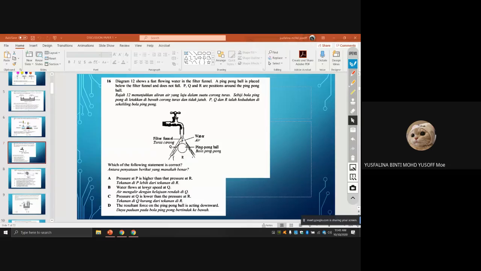Water flows at lower speed at Q. This one is wrong, because this should be the highest speed. And then for C, pressure at Q is lower than pressure at R. So the answer should be C. Okay, 16 is C.